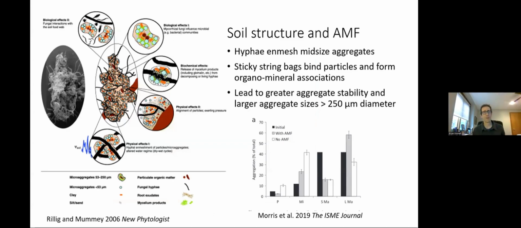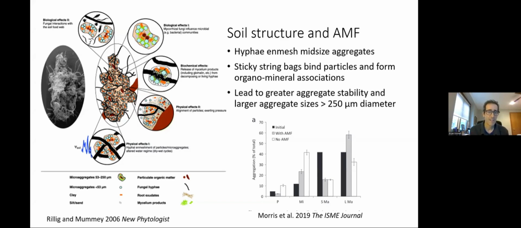It's worth noting just a little bit about the soil structure. I'll come back to this a little later in the talk. So the mycorrhizal fungi are both helping build soil aggregates and protecting those soil aggregates from disruption. So the hyphae themselves, shown in the micrograph on the left, are in really close association with these aggregates, enmeshing them, binding them together. Extracellular polymeric substances on the surface of the hyphae are helping to bind particles together and lead to organic mineral associations.